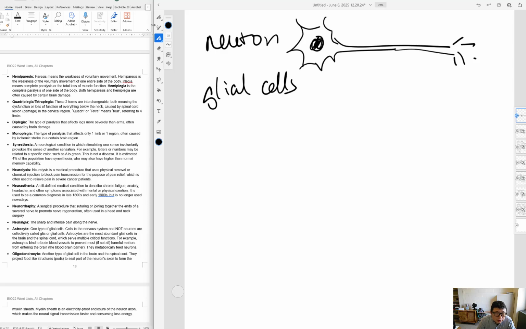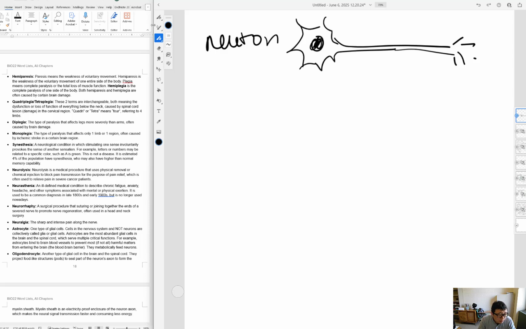Glial cells get the name from glue, because at the beginning people thought that the function of glial cells was to glue things together. However, nowadays we know that gluing things together is not their only function. Here we talk about two cells. One is called astrocytes. Astrocytes means it looks like a star. Astro means star.